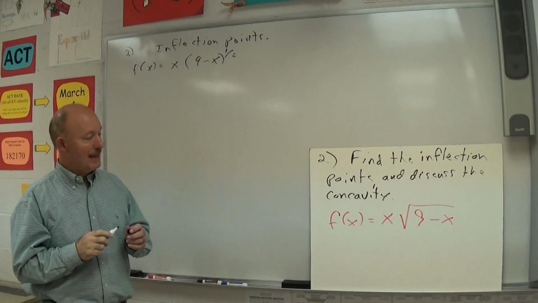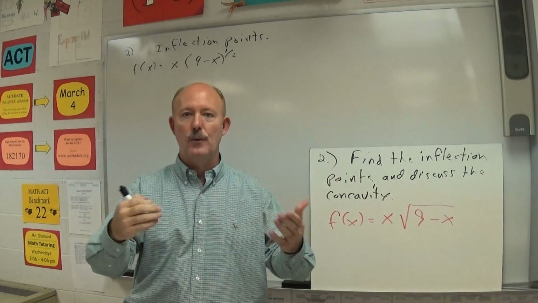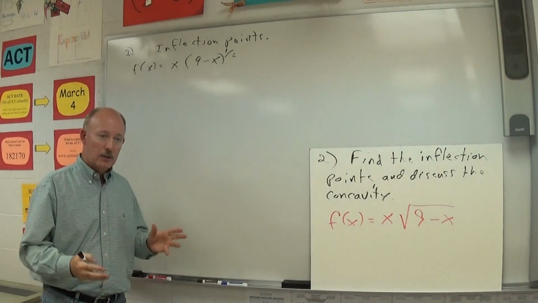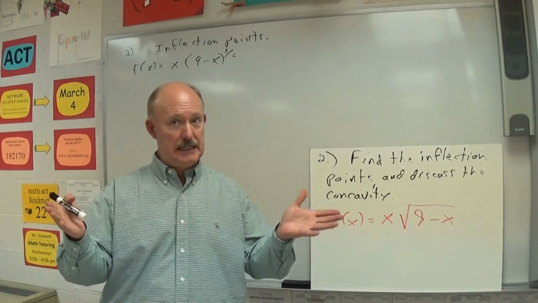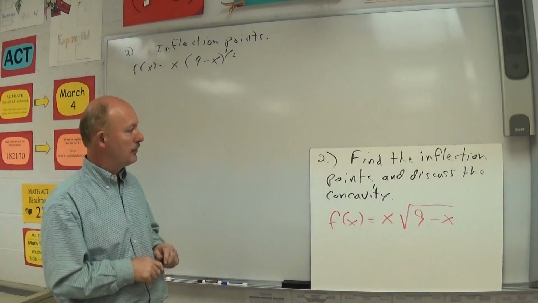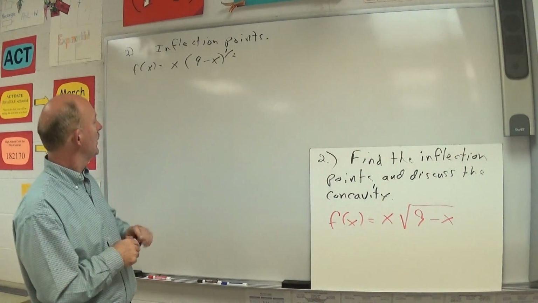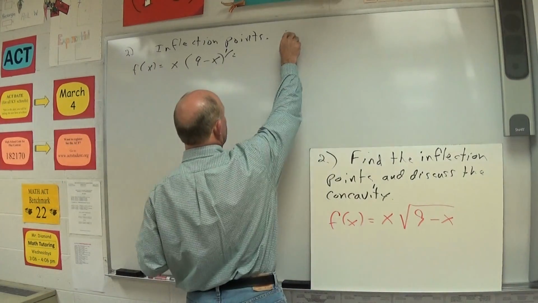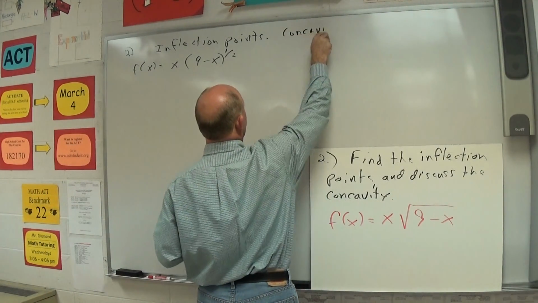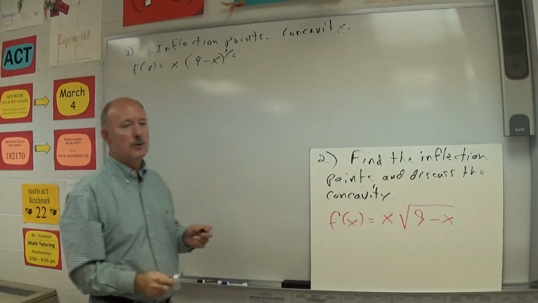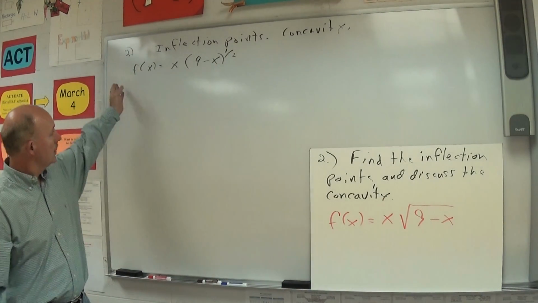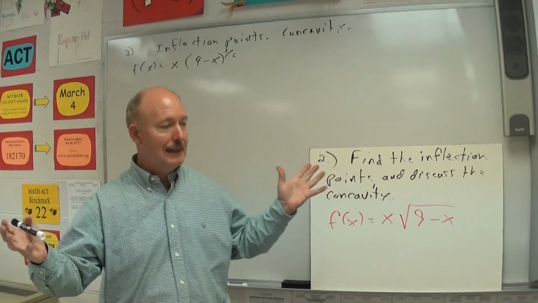So that radical, let's go and rewrite that in rational exponent form, because we're going to have to take the derivative of it here in just a second, all right? So convert it to rational exponent form. Okay, and we're going to find the inflection points, and we're going to describe the concavity. So here's our problem. So let's get started.